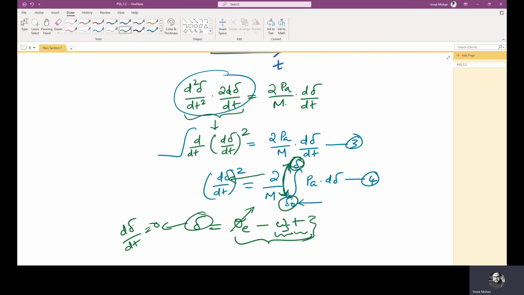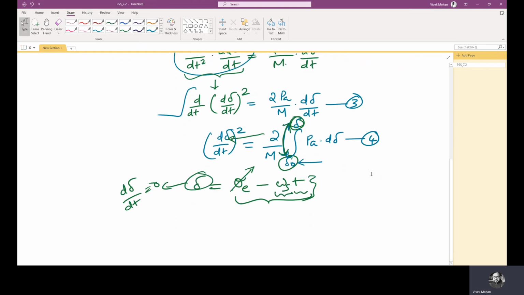So here equation 4 can be written as d del by dt the whole squared equals 2 by M into the integral from del naught to del of Pa d del.